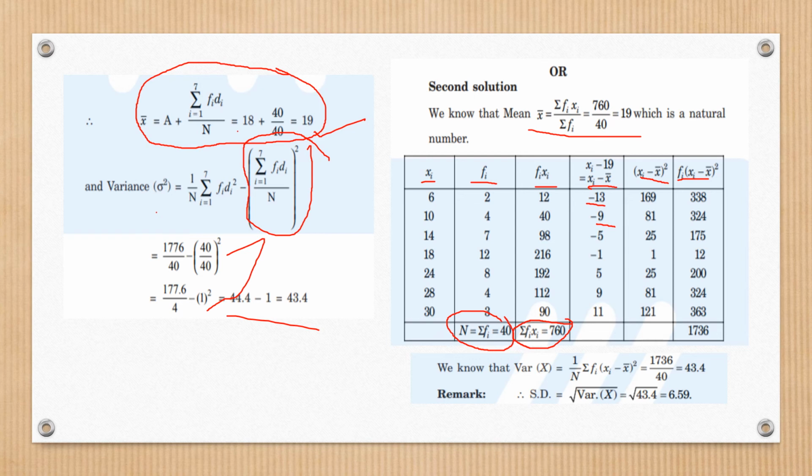So you know that fi times this xi minus x bar whole square. First you obtain minus 13 into minus 13 is 169, and then multiply the corresponding with 2 into 169, like 338, like this. So this is 1736, and variance will be 1 by n times summation fi xi minus x bar whole square, right? So it is 43.4. And standard deviation, if we want, is the square root of variance, which is the square root of 43.4, that is 6.59. So this is the other way of working out the problem, right?